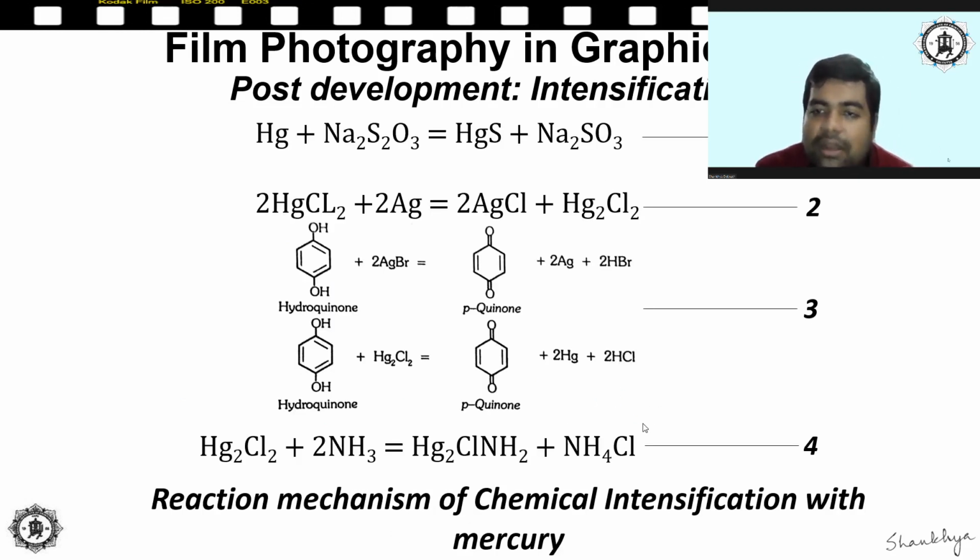So mercuric chloride does not dissolve in water readily, and so to hasten its dissolution in water, NH4Br, NH4Cl, NH4I is used. The intensification is done in two steps. The first one, mercury is amalgamated with silver, and in the second step, white images are blackened by the application of alkali.